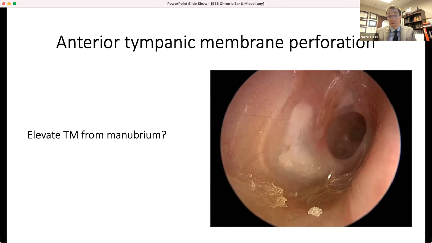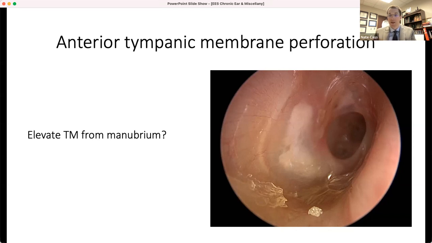That being said, there are other people in whom the main goal is going to be perforation closure for chronic drainage. And in those patients, I'm going to be more aggressive in terms of making sure I give it the very best chance of being able to close. So, similar to Dr. Manzoor, I'm going to use cartilage grafting in this particular patient.